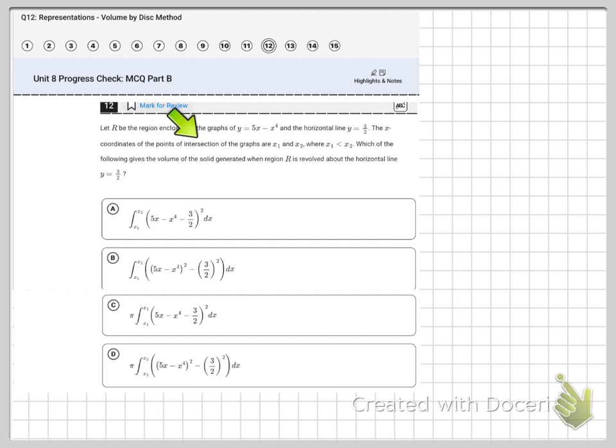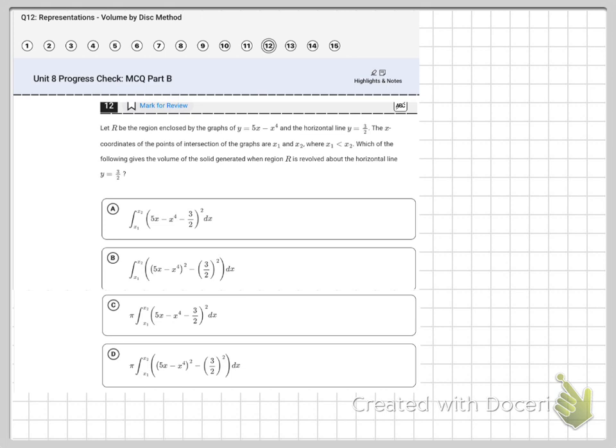The x coordinates of the points of intersection of the graph are x of 1 and x of 2. Interesting. Why are they telling us this? x of 1 is less than x of 2. Yeah, I don't know why they're talking about this yet. Then it says, which of the following gives the volume of the solid generated by the region R? Okay, so we know what it should look like.